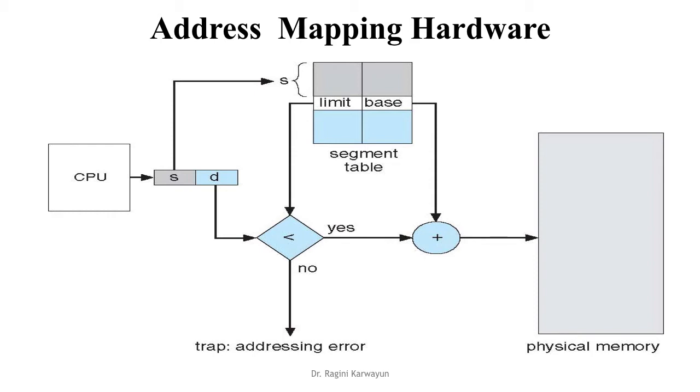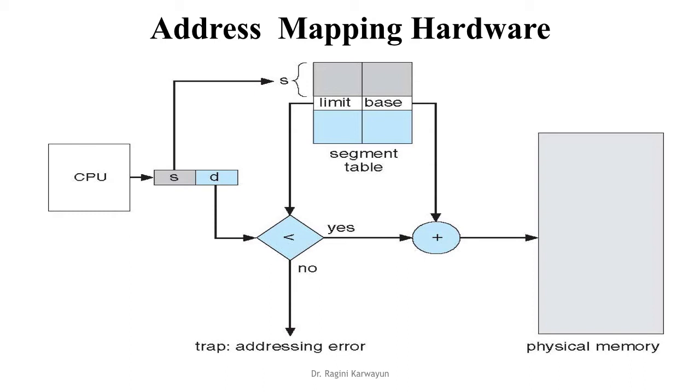The CPU issues the address, which consists of the segment number and the offset, and we have a segment table indexed by the segment number, and each entry has a limit and a base associated with each segment. So the segment number issued is used to access the table, and then the limit and the base values are read from the segment table. Now this limit or the length is compared with the offset, and if the offset is less than the length, only then is it allowed to proceed further.